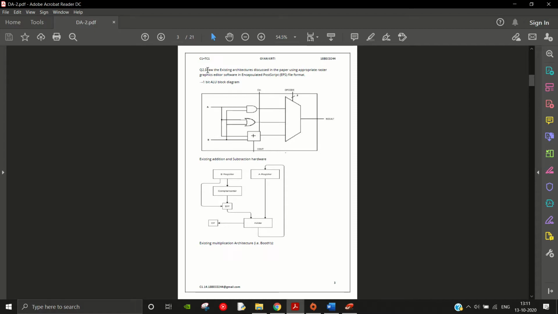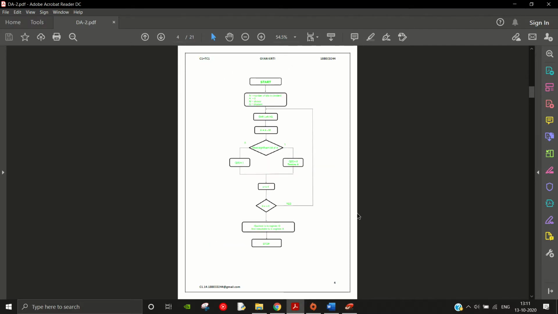Next, moving on to the next question: drawing the existing architectures discussed in the paper using appropriate raster graphics editor software in encapsulated EPS file format. So this is the 1-bit ALU block diagram, the existing one, and this is the existing addition and subtraction hardware that we have. It consists of a register, complementer, adder. So this is the Booth algorithm block diagram, which was taught to us in module 2, I guess, in the COS syllabus.